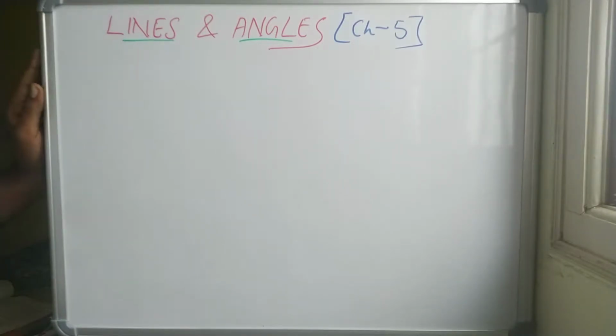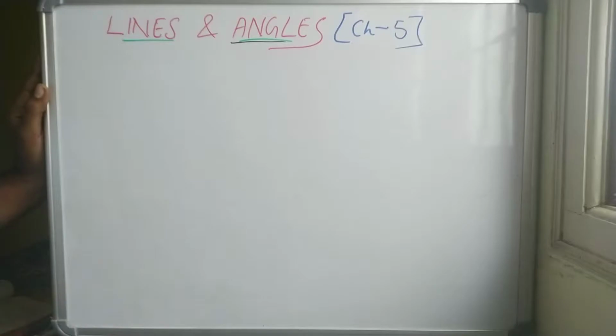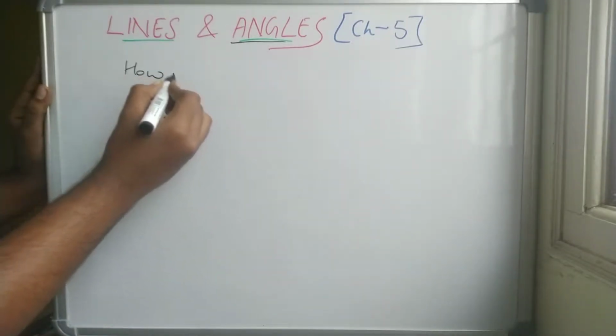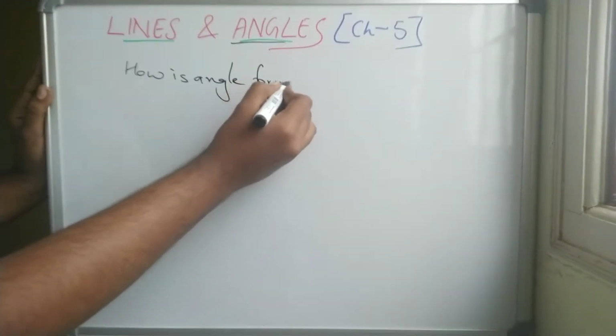Coming to the point, angles, fine. So what do you understand by the word angle or angles? That means, how is an angle formed? How is an angle formed?